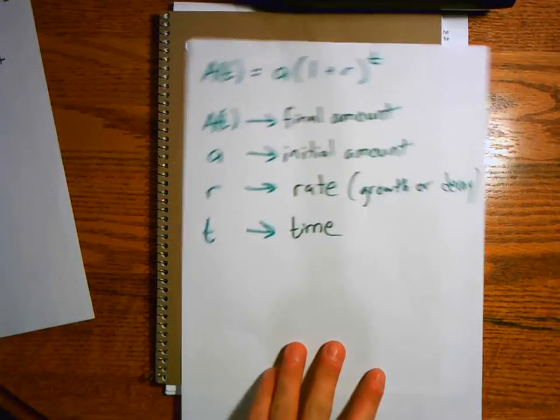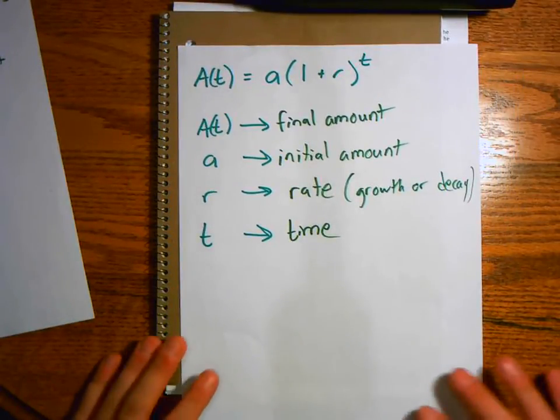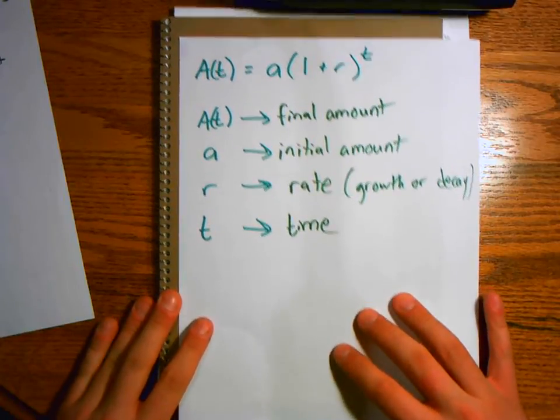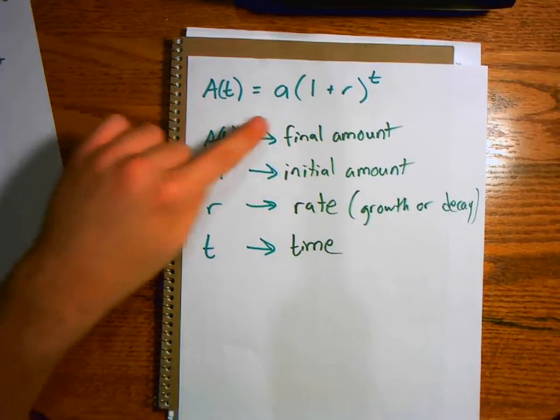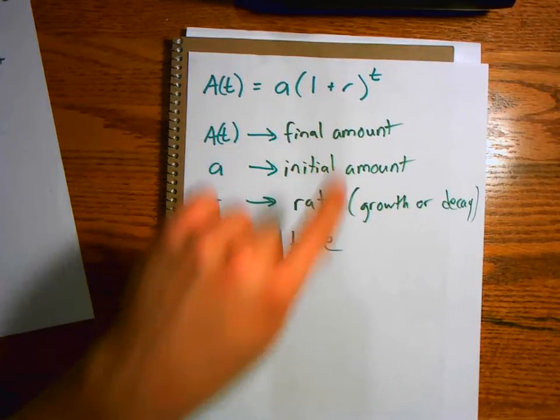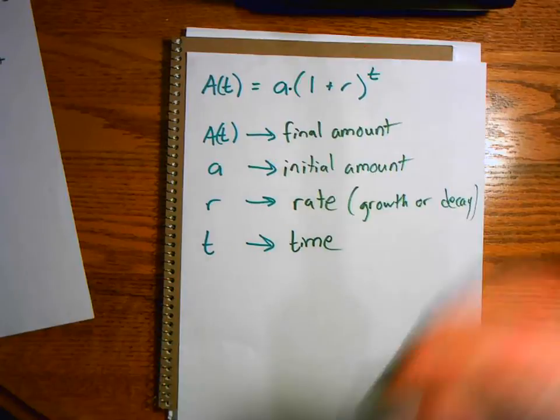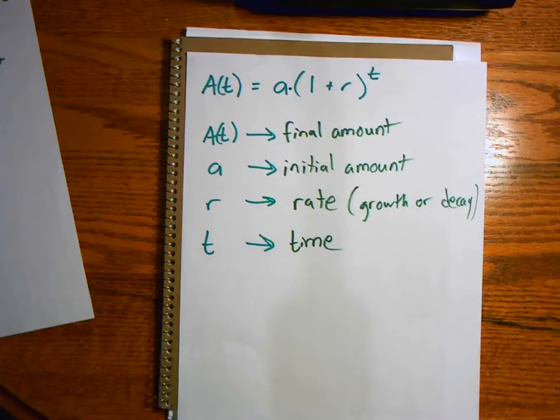Now actually looking at how we can model some of these, the one equation I want you to use over and over again and memorize is A of t equals a times (1 plus r) raised to the t power. And each of those letters have meanings. They represent something.